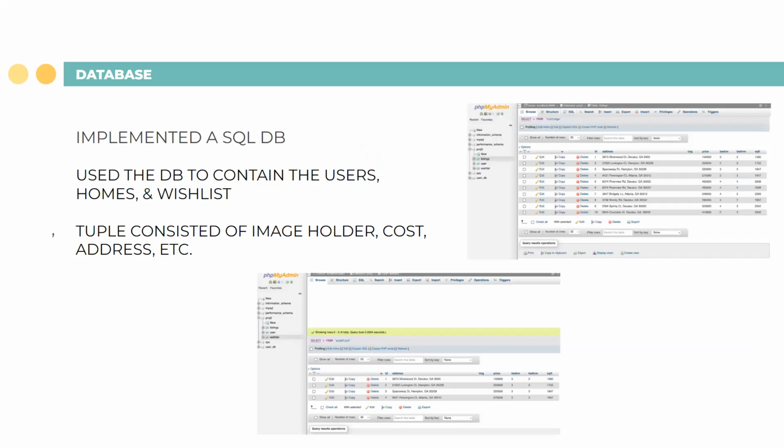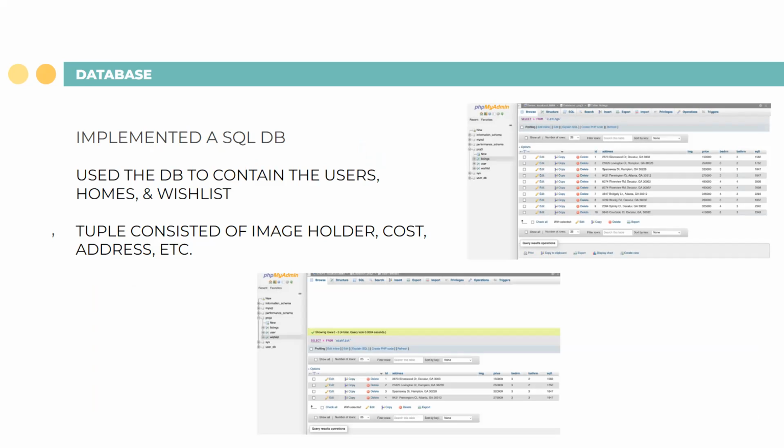So for our database, we used a SQL database, and we had tables for users, homes that are listed for sale, and the wish list. The users table would basically store all that sign up info and the login info. That way users can sign in and out.